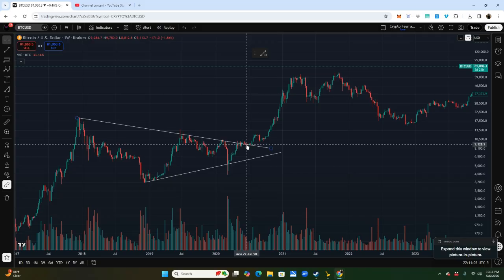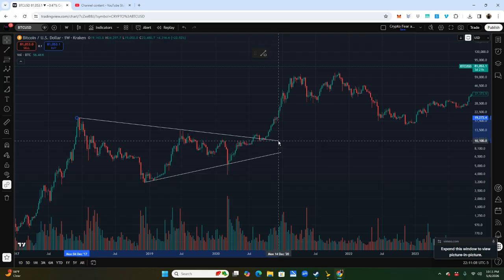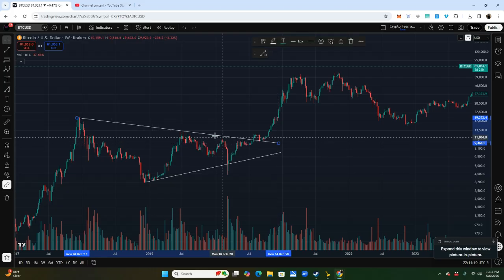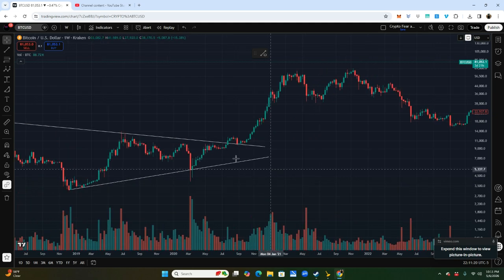Now once you broke that, you started to go parabolic again. Now there is another trend line that you can use, which is from the wicks here. Okay, and you broke through. Once you broke through that, you retested the trend line, which is very, very common, and then you started going up.